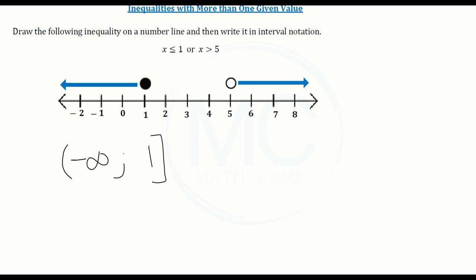There are two sets of possible values for x. X is either smaller than or equal to 1, or x is greater than 5. So over here, we can write "or".